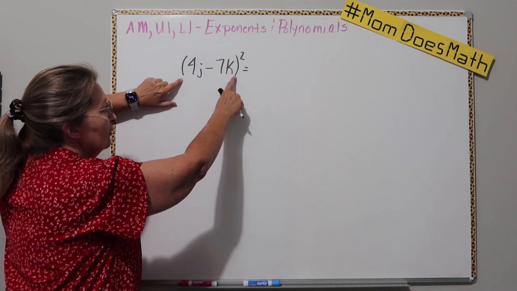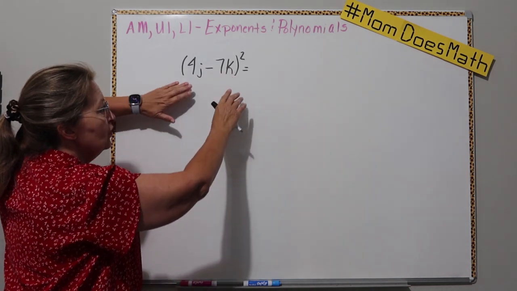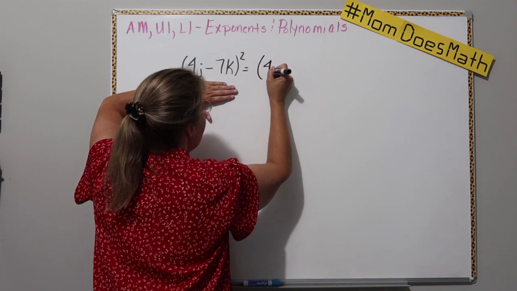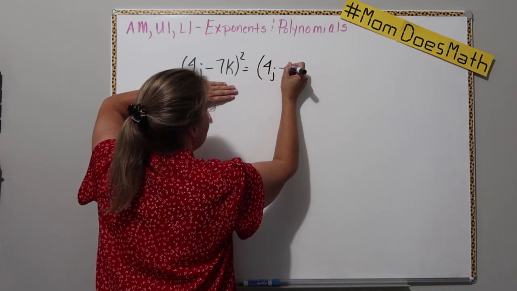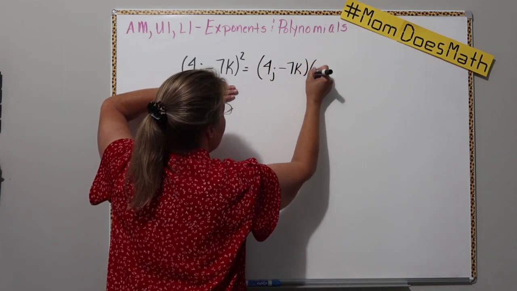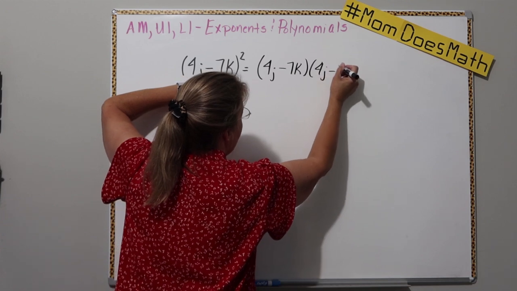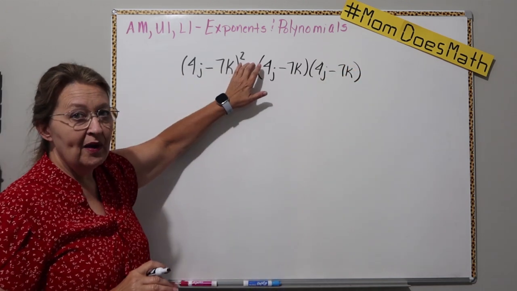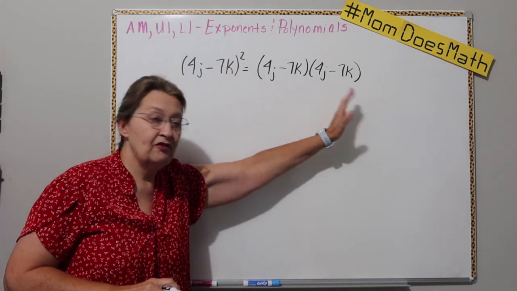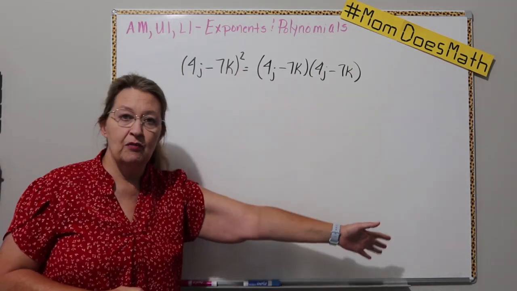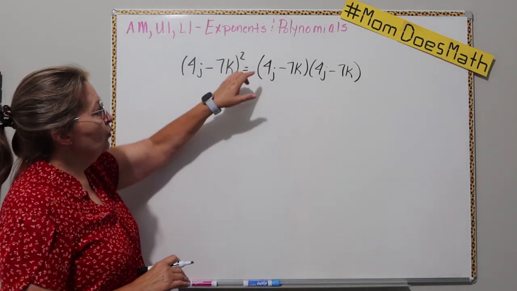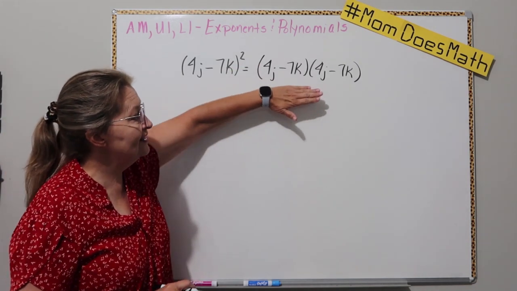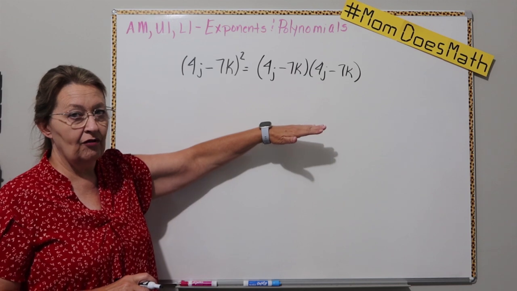That is not how you square a binomial. When you square the set of parentheses, you have to multiply this whole set times itself. So the expanded form of this is 4j minus 7k times 4j minus 7k. If I had a 3, I would have to put another one. If I had a 5, I'd multiply 5 of them together. Whatever your exponent is, that's how many times you're going to multiply that set of parentheses times itself.